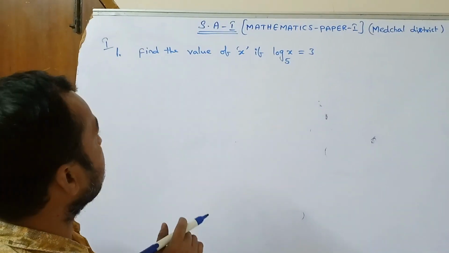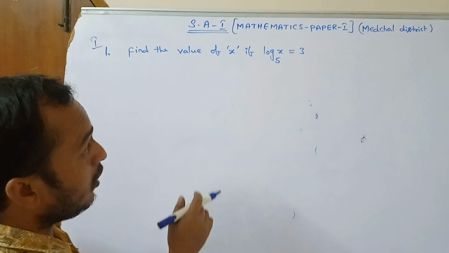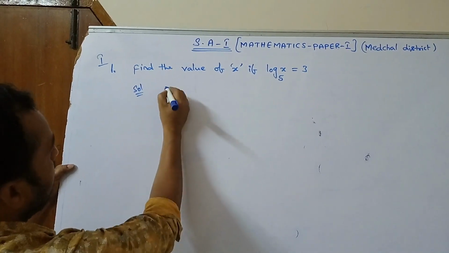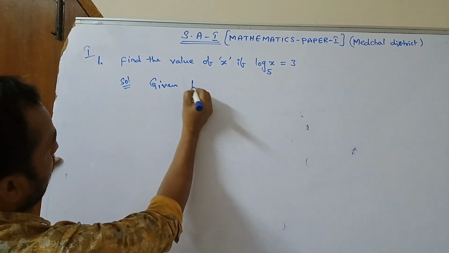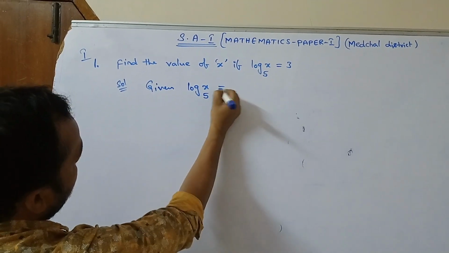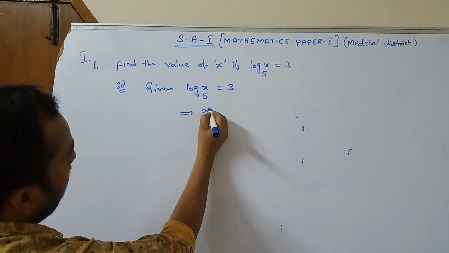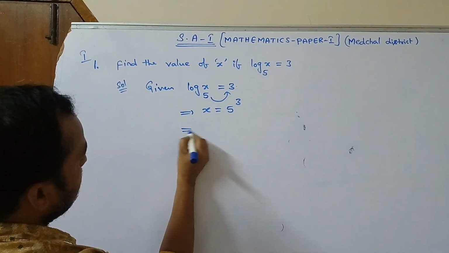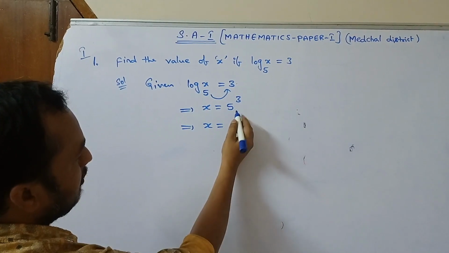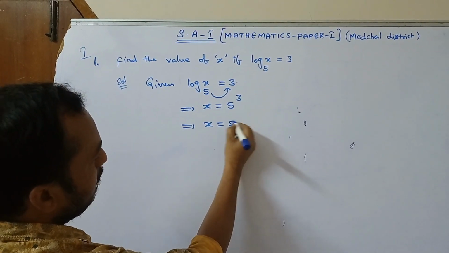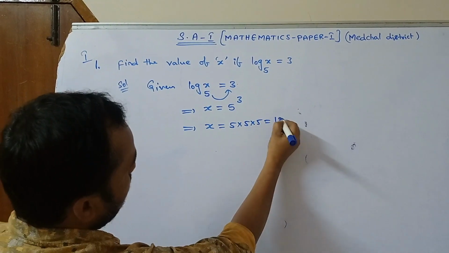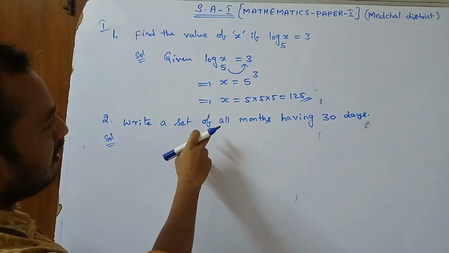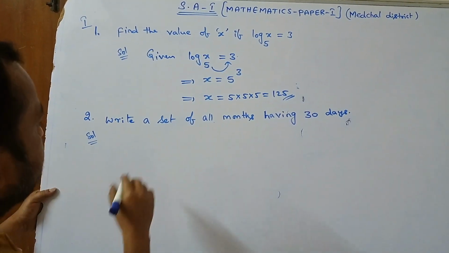First section, first question. Find the value of x if log x base y equals 3. Given log x base y equals 3. Now, x equals 5 power 3, so x equals 5 cube, which is 5 into 5 into 5, 125.